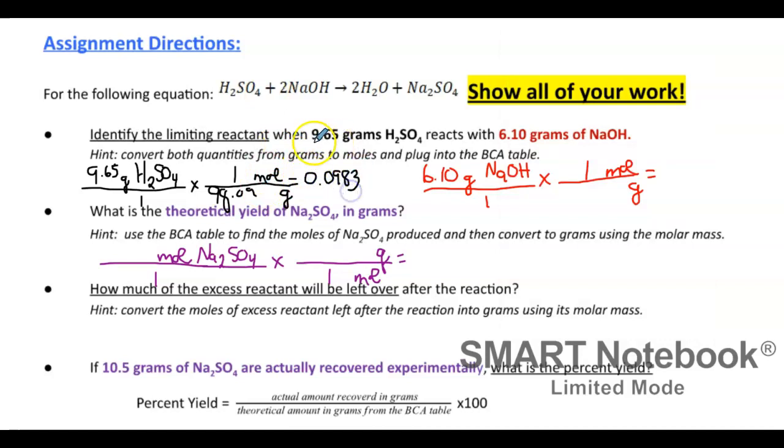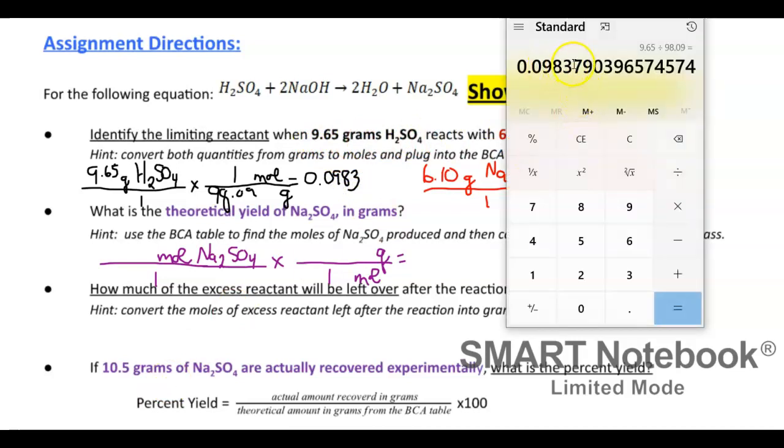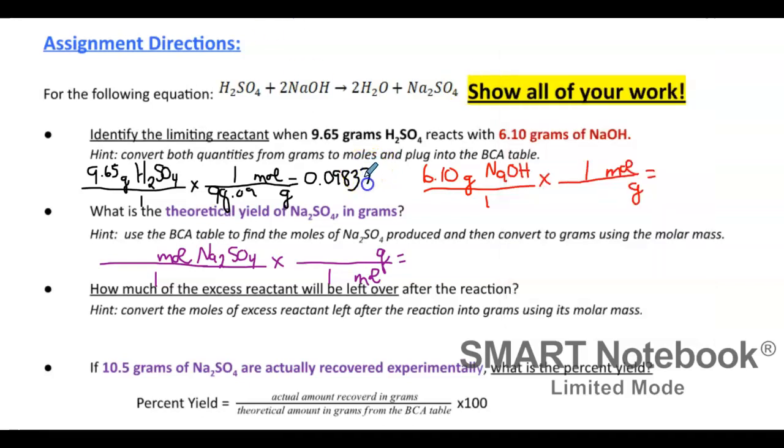0.0983. Now, they gave me 3 sig figs in the problem. I want to have at least 3 sig figs, if not more. Now you see how it goes 790? I can round that to 8 right now, but it's not good to round yet. We want to keep as much info as possible. So let's do 983. We'll do 79 for right now. 79 moles. Okay, that's going to be a value we can plug into the BCA table.